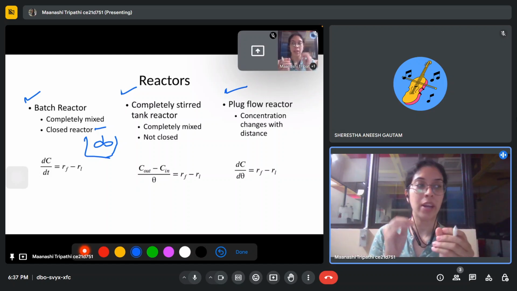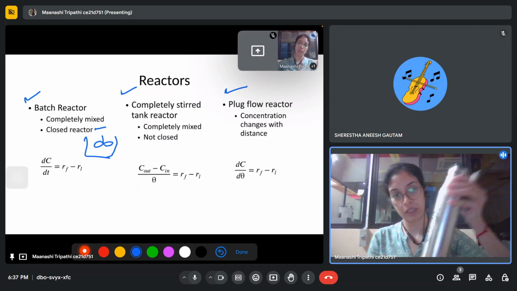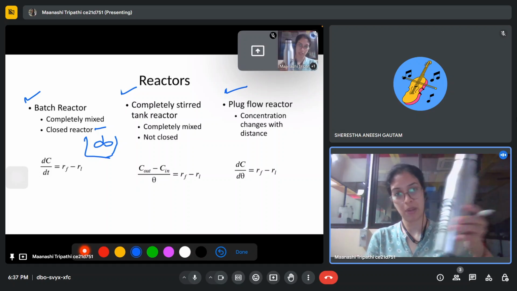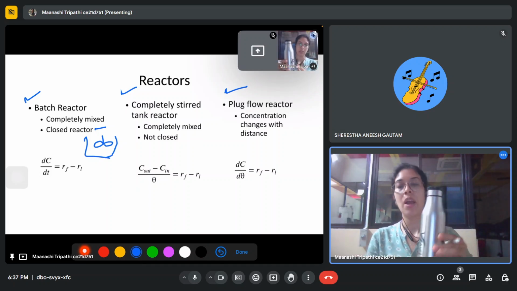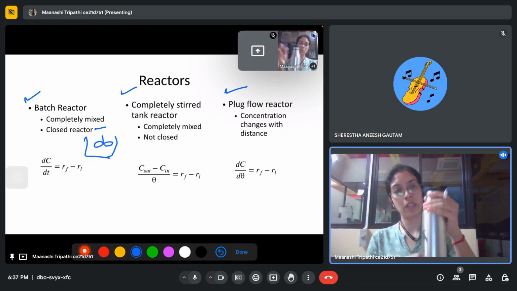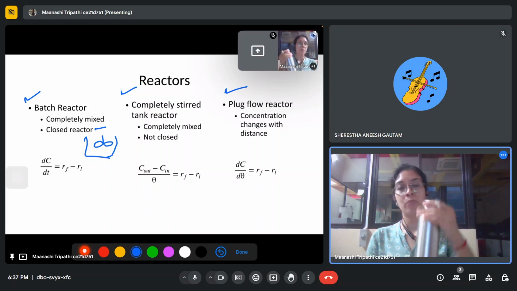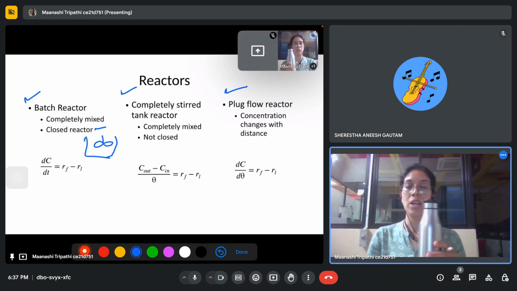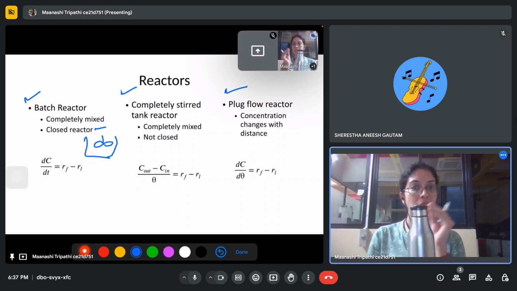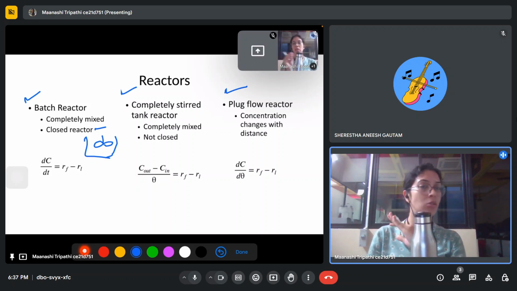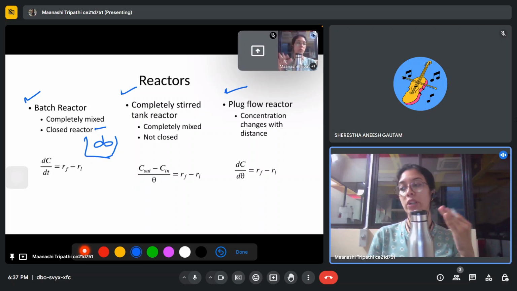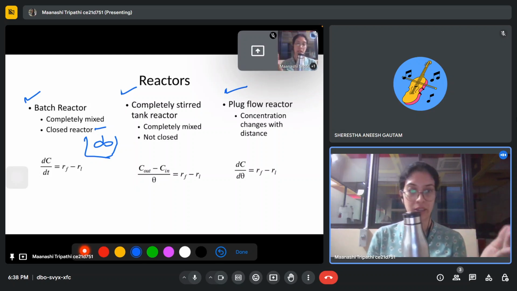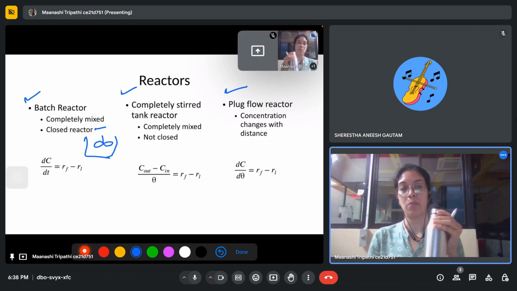If in any reactor, for example, if we are taking this water bottle, and I am mixing it, it is a batch reactor. But if I am removing some water or drinking some water out of this, it will no more be a batch reactor. It is a batch reactor until the time there is no incoming or outgoing. As soon as there is any incoming or outgoing, it is no more a batch reactor. It will convert to a completely stirred tank reactor. Okay, so that thing is very important.